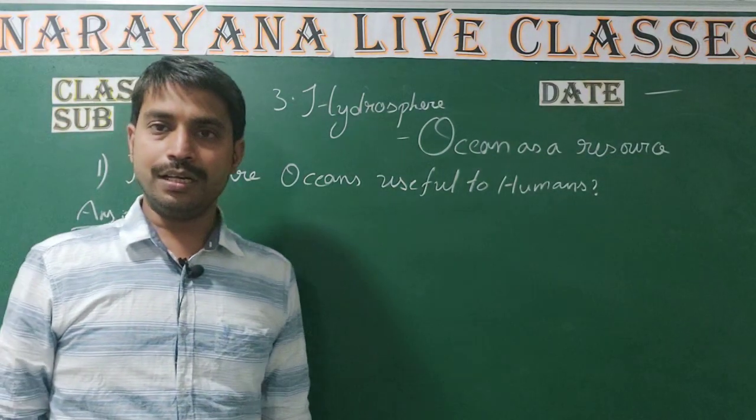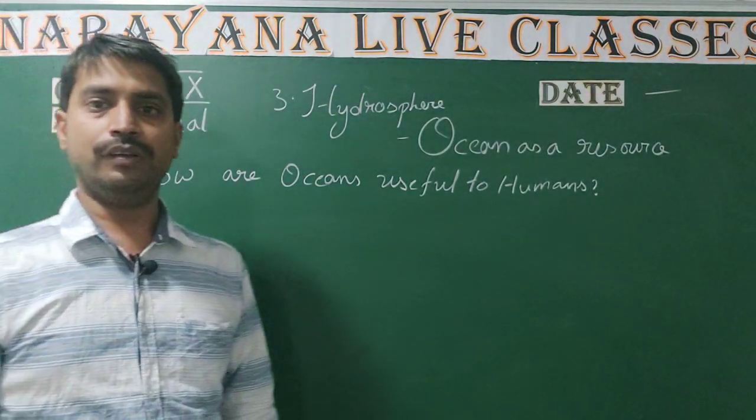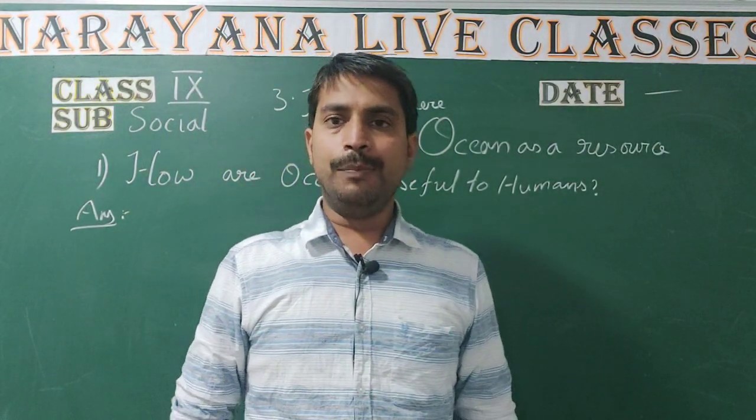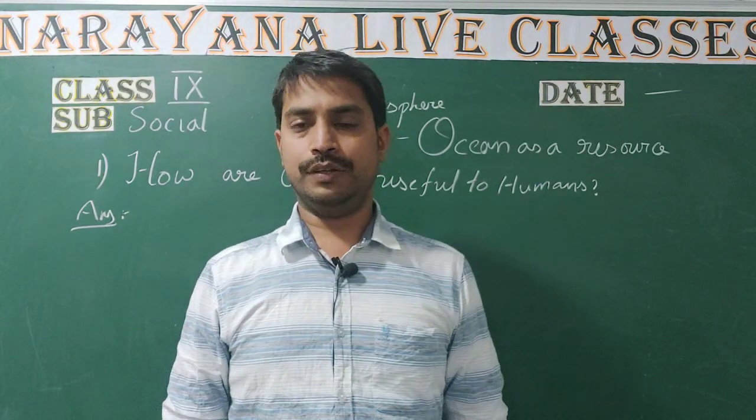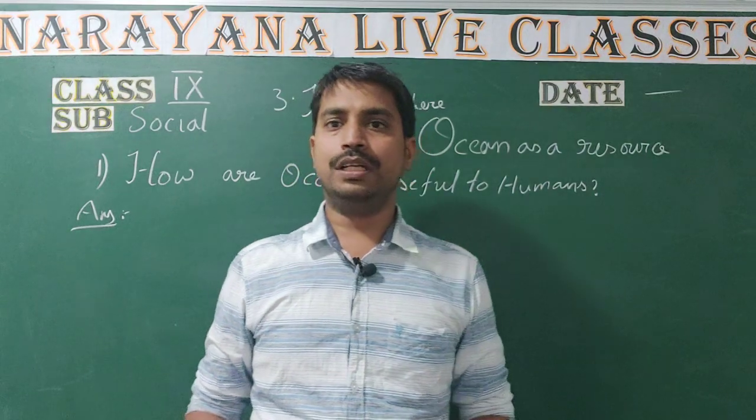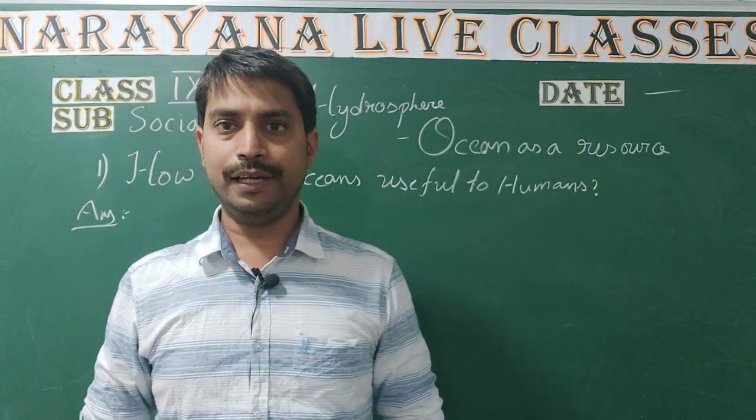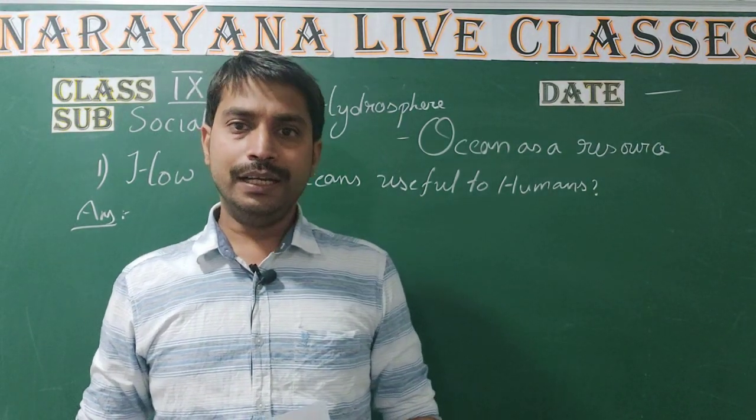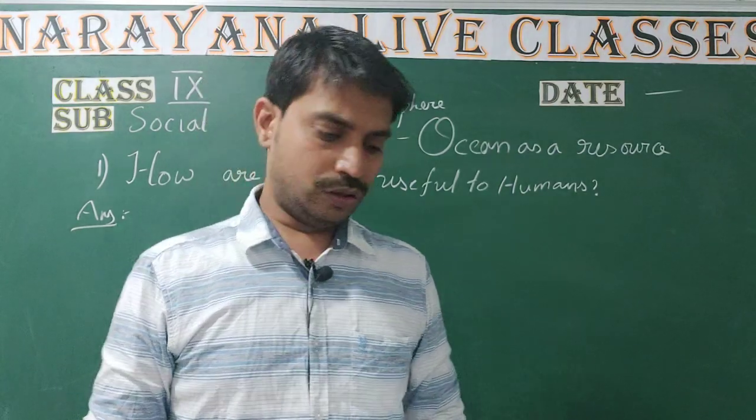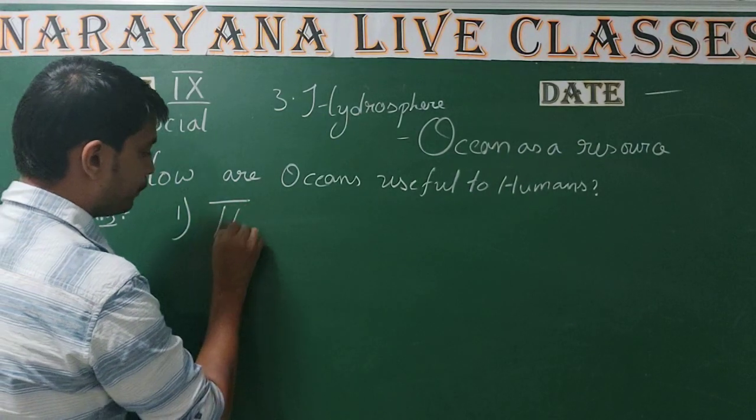I repeat the question, children. How are oceans useful to humans? Yes, we know very well. We people are completely dependent upon the oceans. Why? What is the reason? In the ocean, a huge amount of water is available, and the evaporation process takes place, and it is also a major source for the regular rainfalls. Clear, children? So, here coming to the answer, the first one is about the air we breathe.